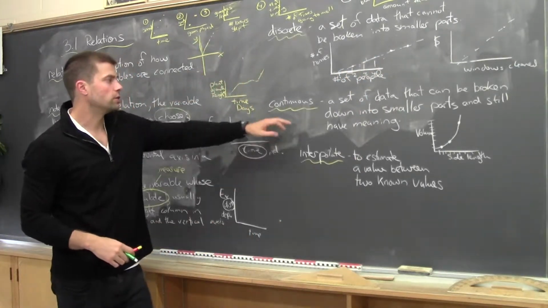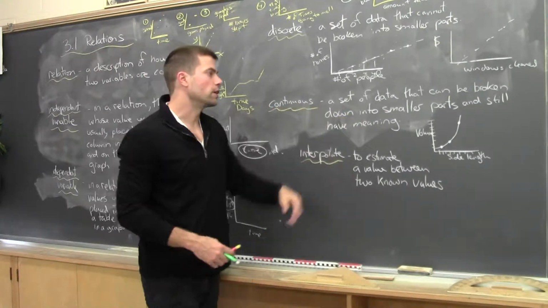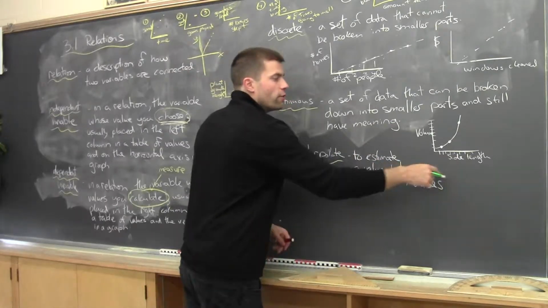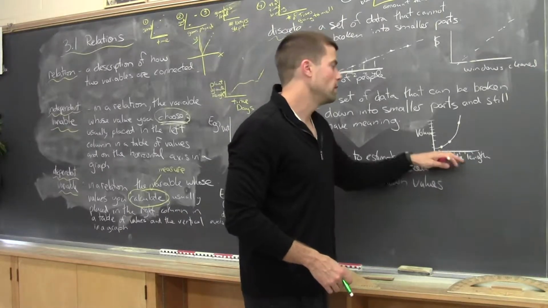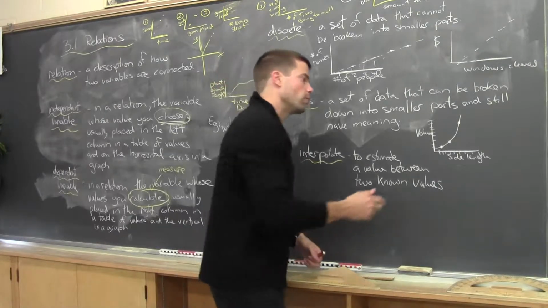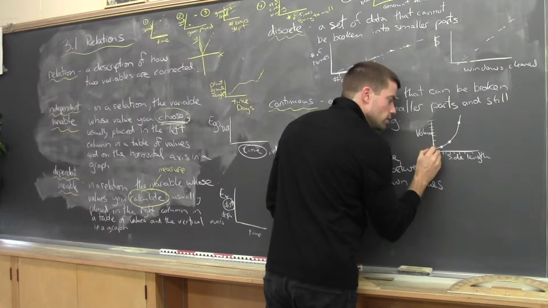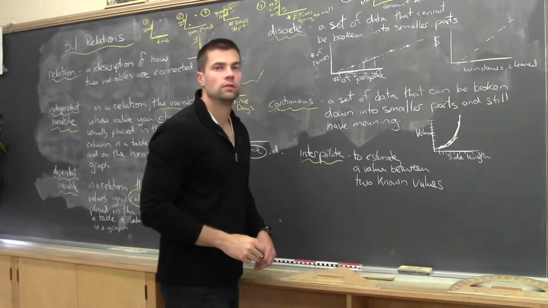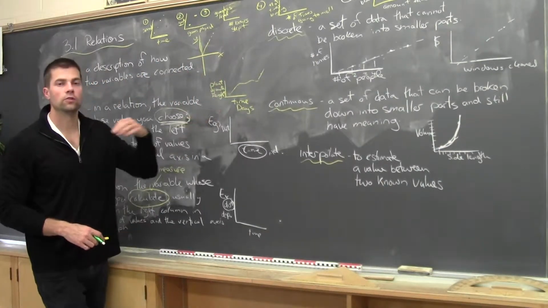Okay? Whereas when we're talking about a continuous graph or relation, we're talking about it can be broken down into smaller parts and still have meaning. So we can have fractions of a side length, right? We can have 3.2, for instance, side length, and then our volume can also be in fractions. All right, so that we represent, even though we may have only measured specific locations, we know that we have this continuous relation. Okay? Any questions there? So discrete, continuous, we understand.